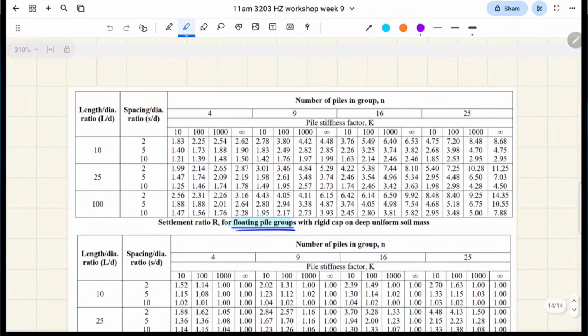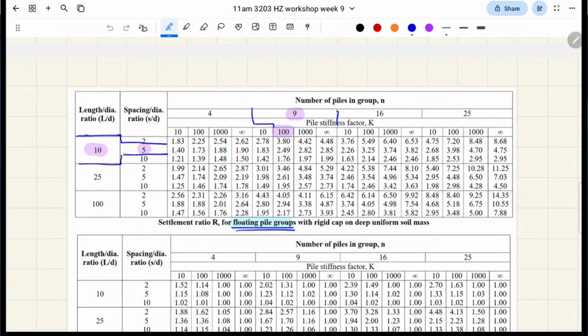So our slenderness ratio was 10, our spacing ratio was 5, we had 9 piles in our pile group, and we had a pile stiffness of 100. What this looks like is you select these rows, filter it down further into this row and this column, and go across until we find the value we actually care about.